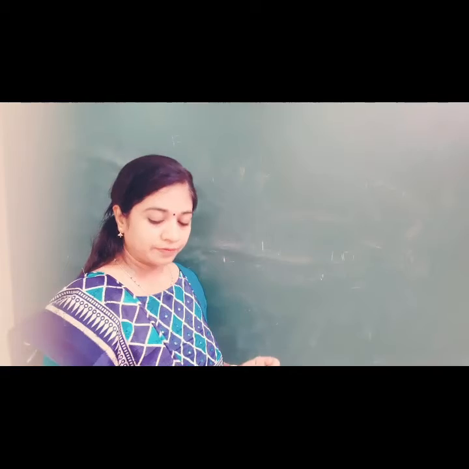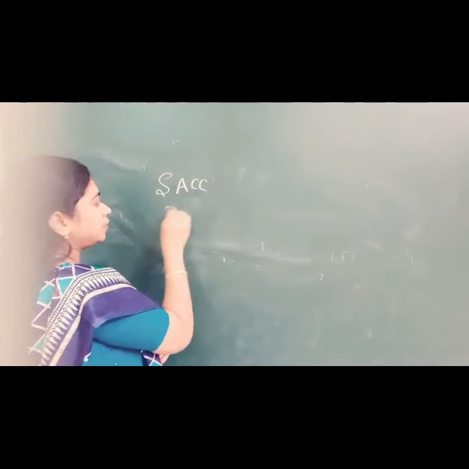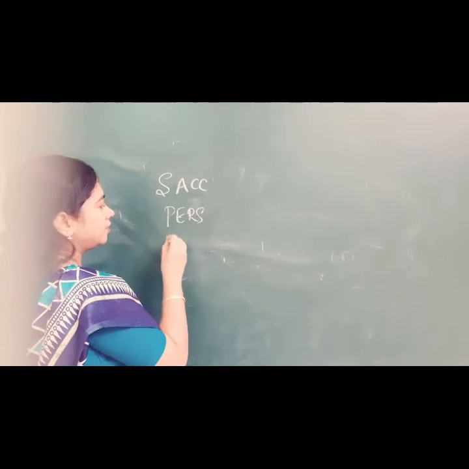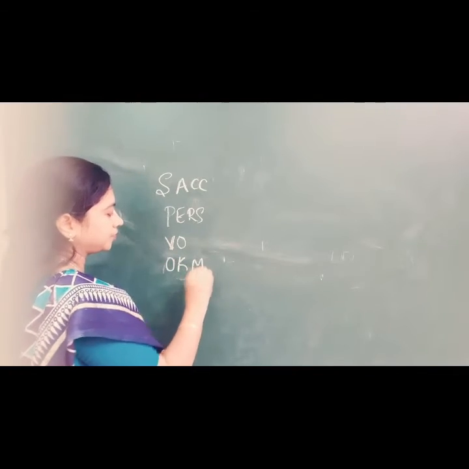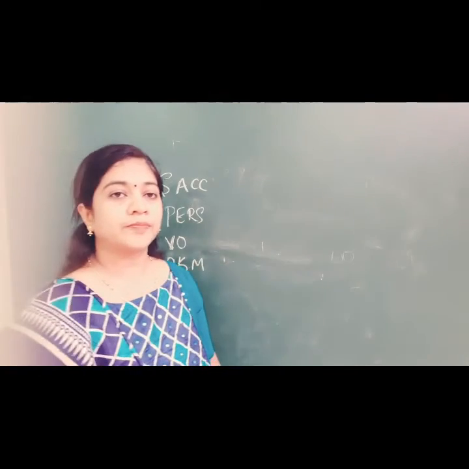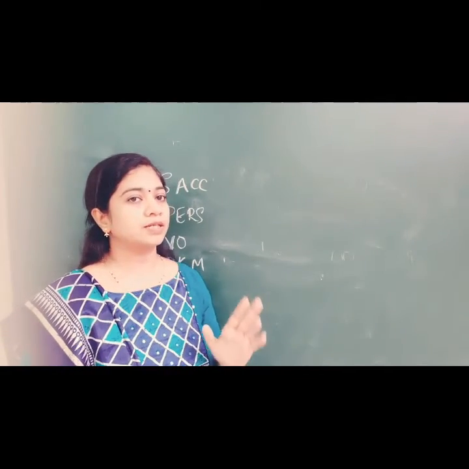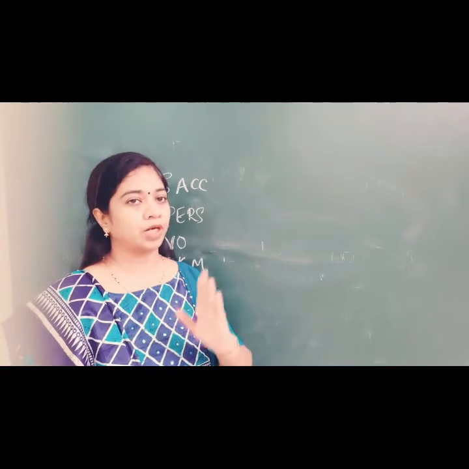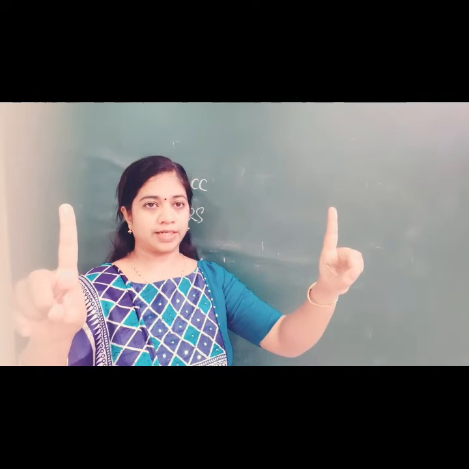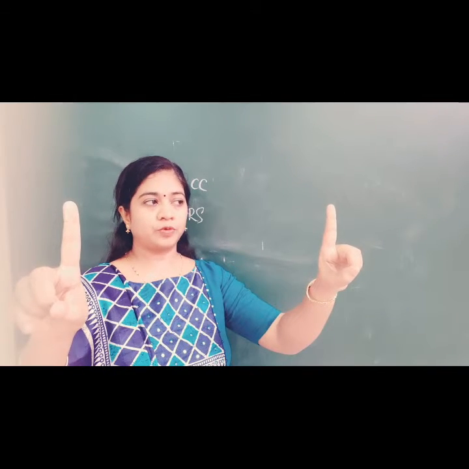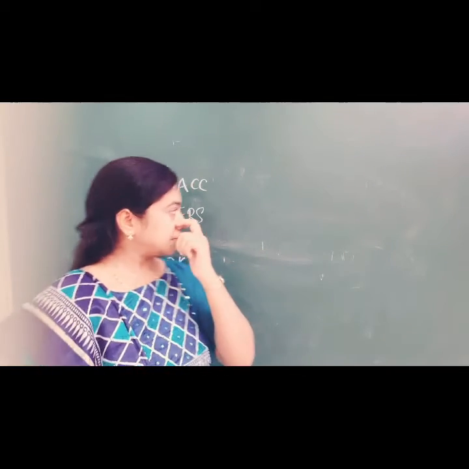So in that we have saccadic eye movements, pursuit eye movements, vestibulo-ocular movements and optokinetic movements. So what is saccadic eye movement? These are conjugate, rapid, jerky movements which suddenly shift from one object to another object. For example, if I want to look at these two fingers alternately, my eyes will move from one finger to another finger rapidly. This movement is called the saccadic movement.